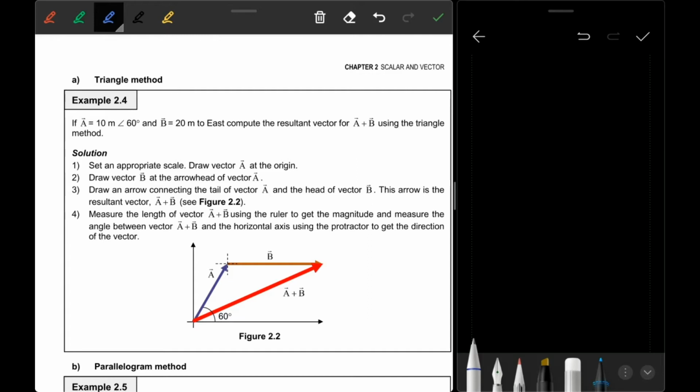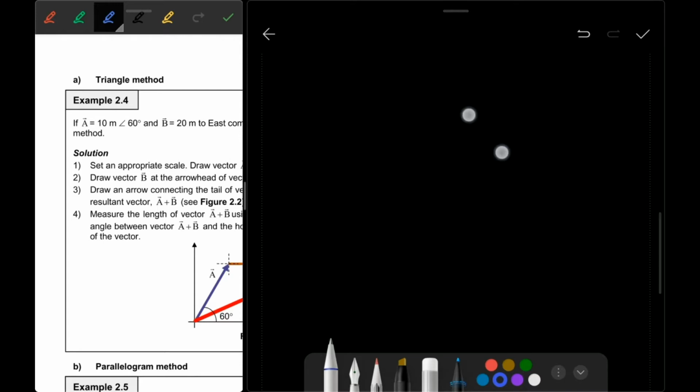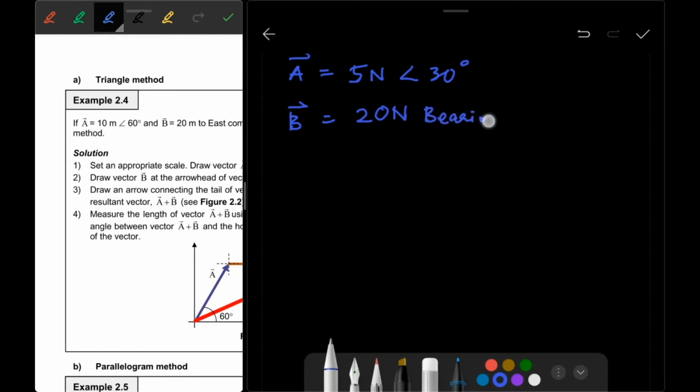For the triangle method, I give you an example first. For example, vector A is 5 Newton with an angle of 30 degrees, and then vector B is 20 Newton, bearing 290.